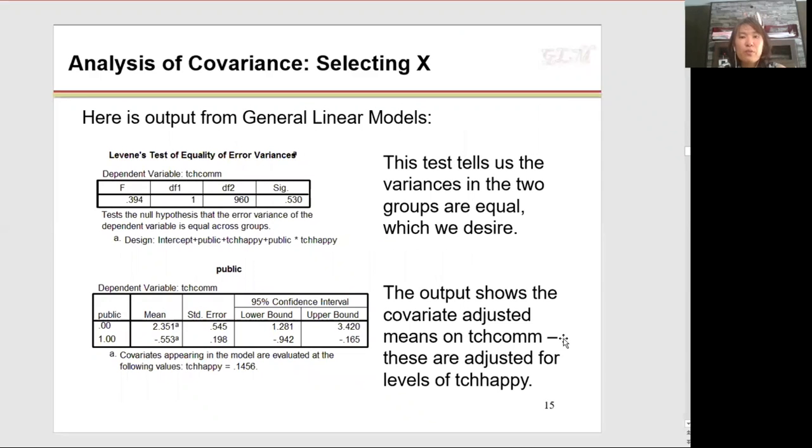Here is the output for the general linear model. So first one, Levene's test. Look at this. This is a very high number, a high p-value, so we are okay with the homogeneity assumption. The null hypothesis is that the error variance of the dependent variable is equal across groups. Yes. So we fail to reject this null hypothesis, which is good. Homogeneity assumption.